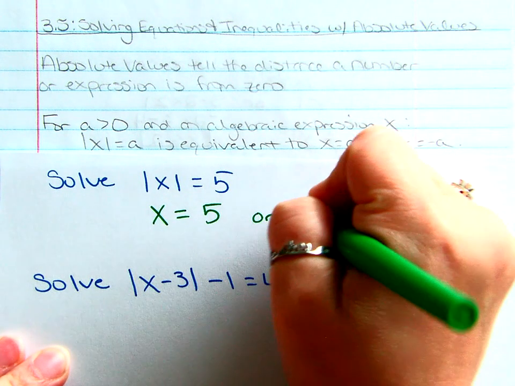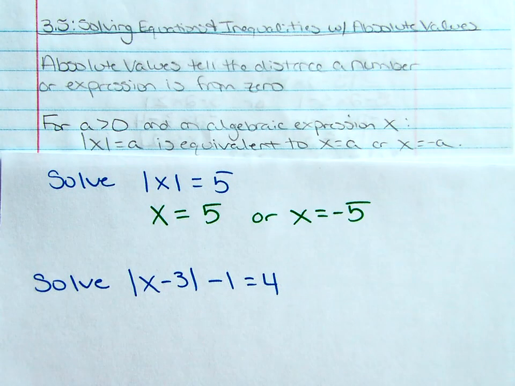5 or negative 5. Because if we stick either one of those inside of an absolute value, we're going to get out positive 5. Because positive 5 is 5 units away on the number line from 0, and negative 5 is still 5 units away from 0 on a number line. It's just in a different direction.